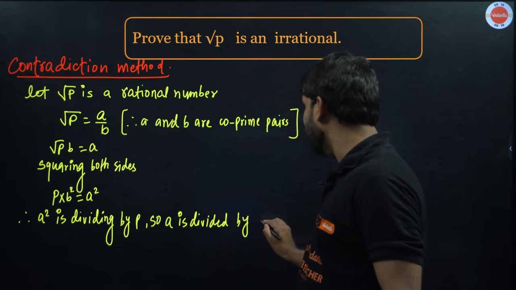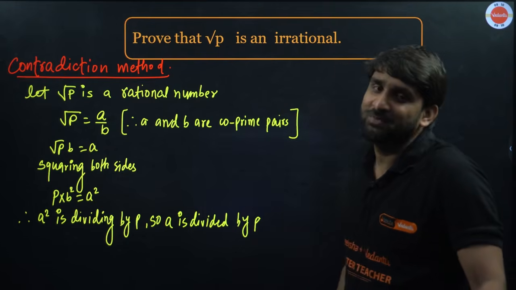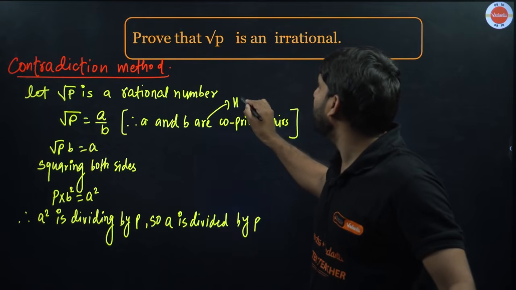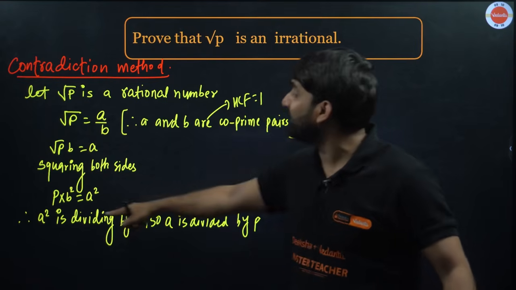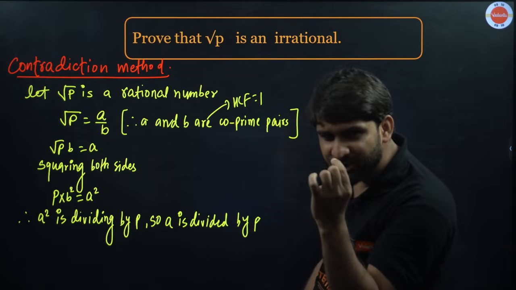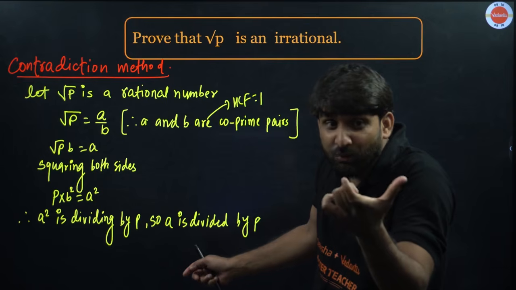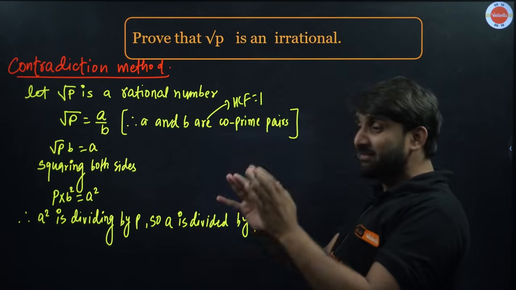And my dear champion, can you see a and b both are co-prime? And what does co-prime mean? Co-prime means HCF is equal to 1. But here we are getting that a is divided by P also. Now just imagine if a is divided by P, we can bring a new parameter, and we can write if a is divided by P.